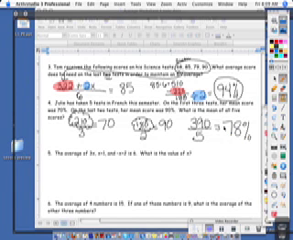This all goes to that same thing way up at the top. Sum over the number of items equals the average.